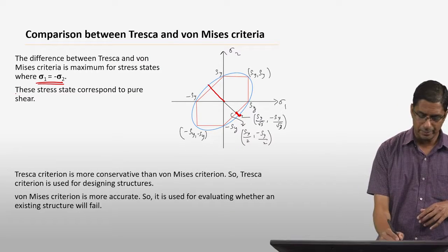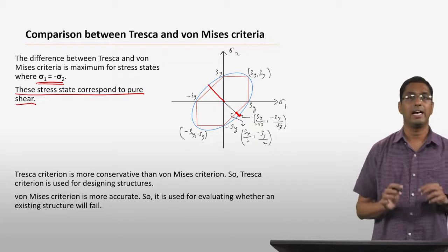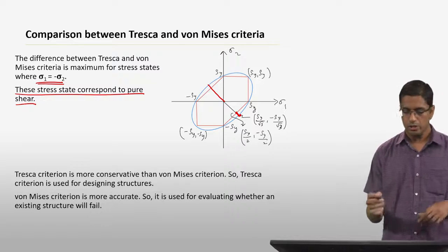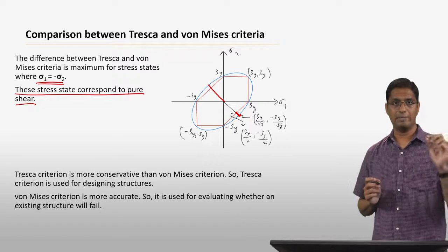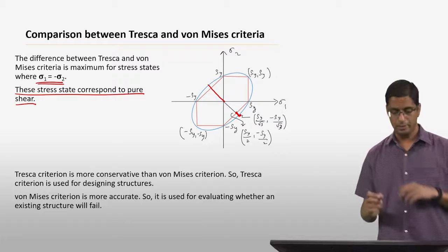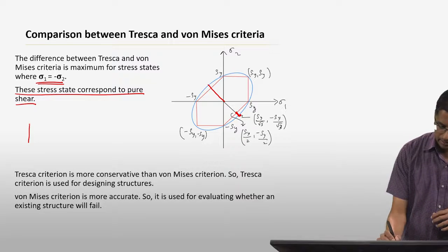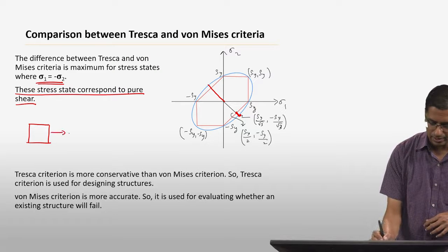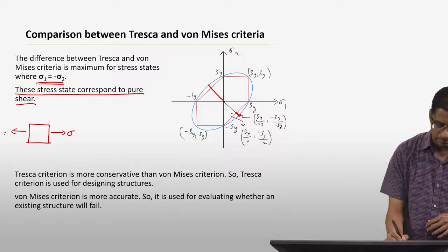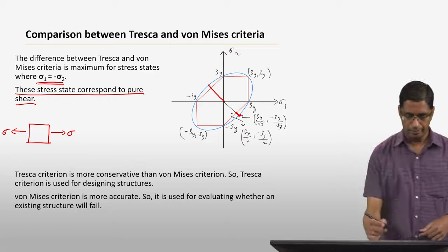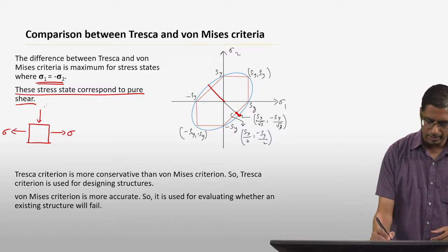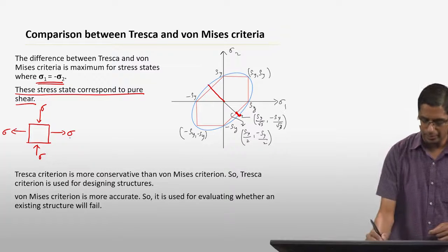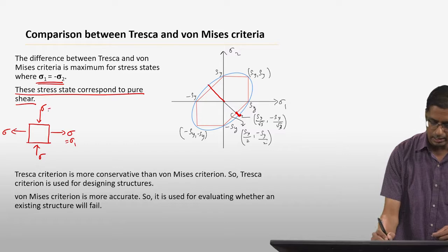And why are these stress states somewhat unique? These stress states are unique because they correspond to what is called pure shear. So what do I mean by pure shear? If you think of a case where sigma 1 is equal to minus sigma 2, let's think of drawing the stress cube for that particular case. In this case, you have a sigma that is a tensile stress. The other sigma is going to be a compressive stress, but of the same magnitude. This is equal to sigma 1 and that is equal to sigma 2.